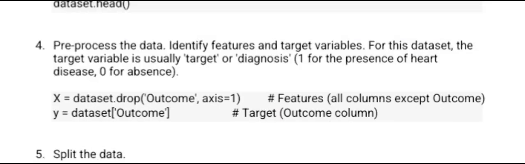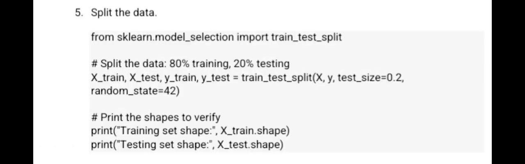The fourth image is all about the features, the independent variables, and the target variable, the dependent variable. It assumes the target variable is named outcome or diagnosis, where 1 represents the presence of the condition and 0 represents its absence. The fifth image is all about splitting the data.